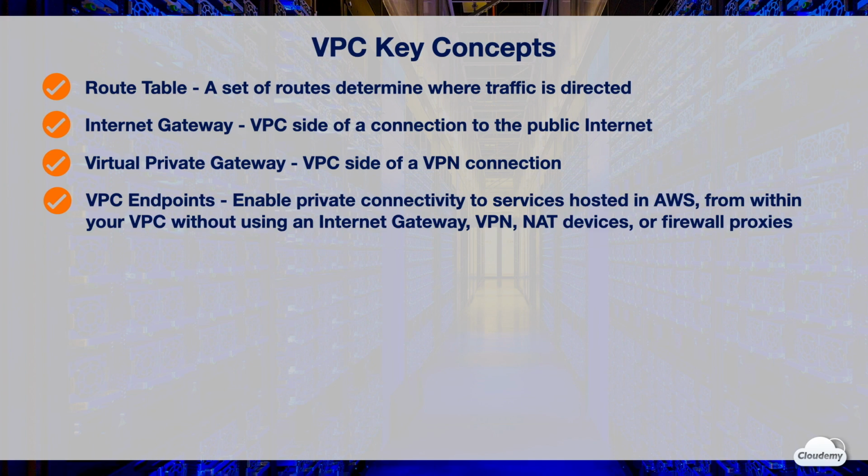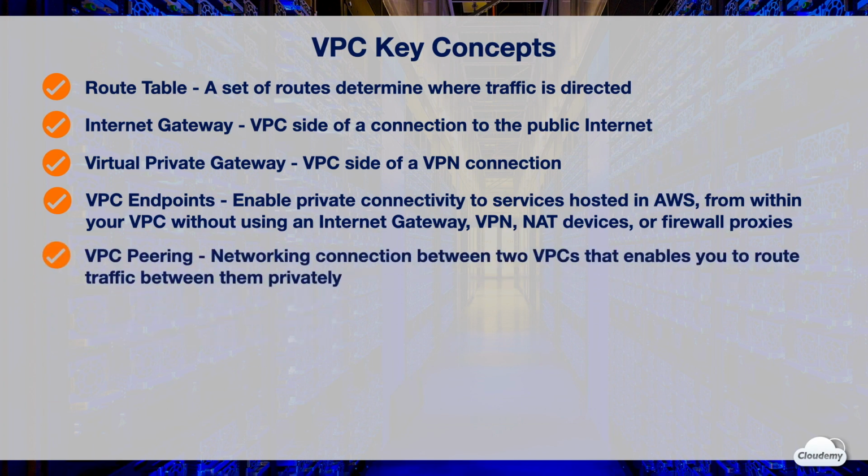There are two types of VPC endpoints, interface endpoints and gateway endpoints. For example, if you want to connect EC2 instances in your VPC to Amazon DynamoDB privately, you can use a gateway endpoint. VPC Peering connection is a networking connection between two VPCs that enables you to route traffic between them privately. Instances in either VPC can communicate with each other as if they are within the same network.